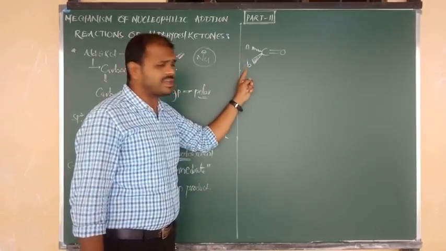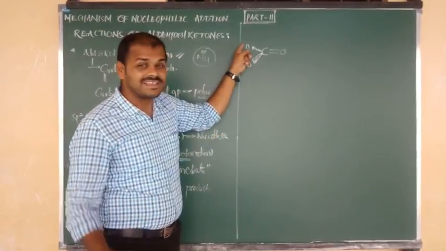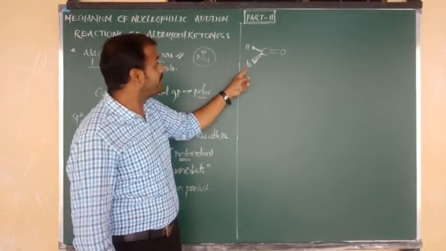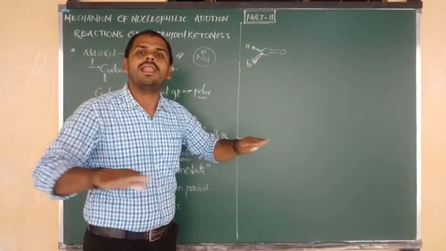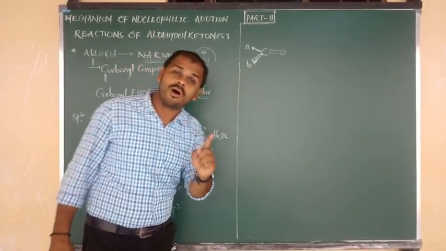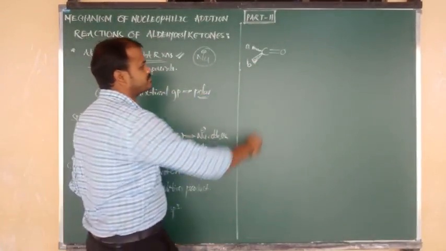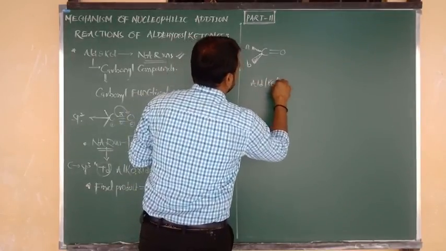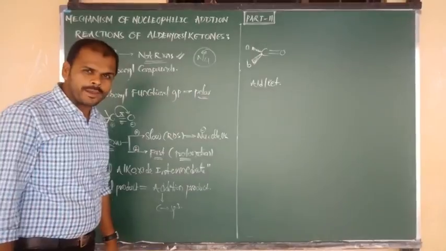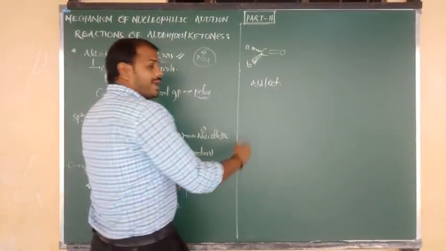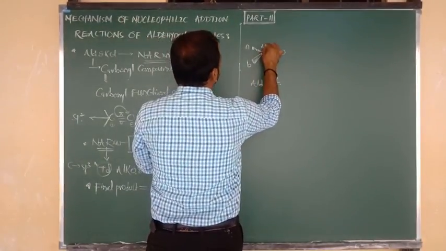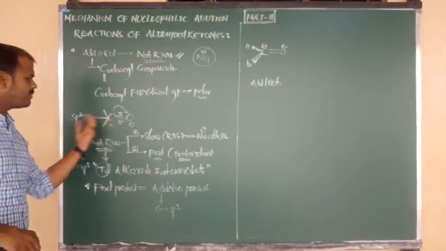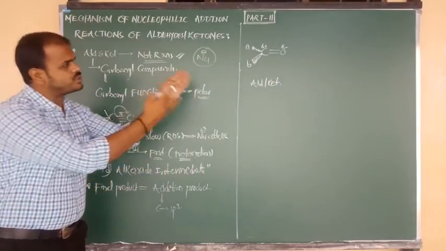Here may be H, formaldehyde; CH3 and H, acetaldehyde; CH3 and CH3, acetone; benzene and H, benzaldehyde; benzene and CH3, acetophenone. Like that, this is the common formula for all aldehydes and ketones. Again, carbon contains a partial positive charge and oxygen a partial negative, because oxygen has more electronegativity. Already I have shown that.